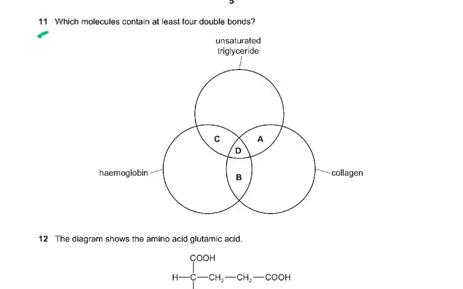Question number 11. Which molecule contains at least 4 double bonds? Now, as you know, every amino acid has a double bond, C double bond O. So hemoglobin and collagen have loads and loads of amino acids, so they will have at least 4 double bonds. Now, on unsaturated triglyceride, yes, unsaturated triglyceride means 3 fatty acid chains are unsaturated. So there's a double bond in that, and there is then one when it attaches to the glycerol. So there will be 4. So the answer to 11 is D.